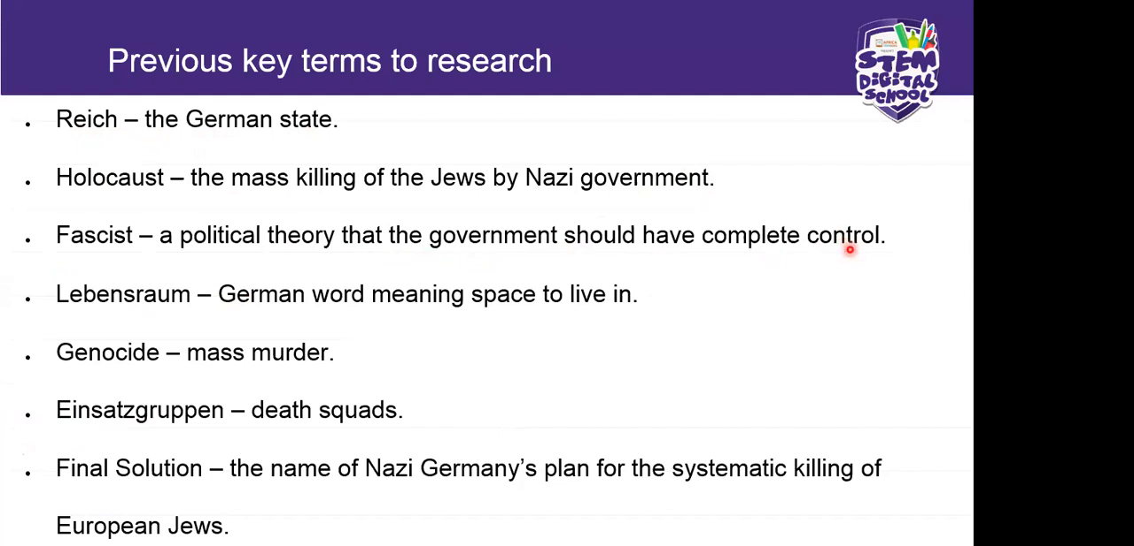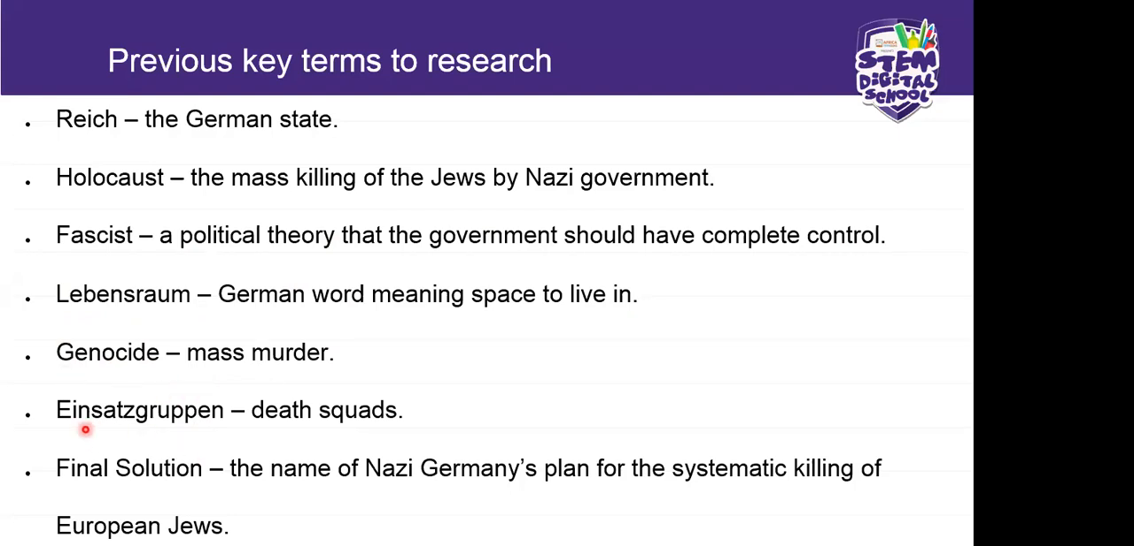Remember, fascist is the opposite of democracy. And then Lebensraum, a German word meaning space to live in. So some of these words we're going to look at in this topic for today. That's why I asked you to research yesterday. What is genocide? I think you've heard of this word many times on TV, during news. Genocide is happening. What does it mean? It simply means mass murder, killing many people is called genocide.